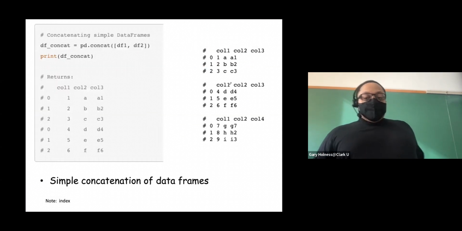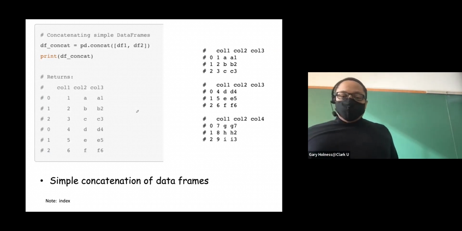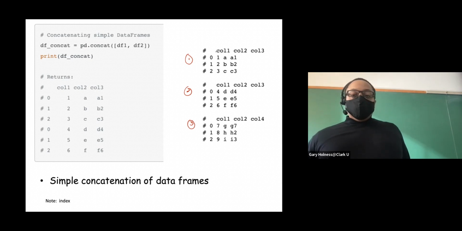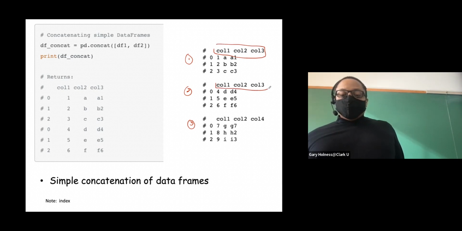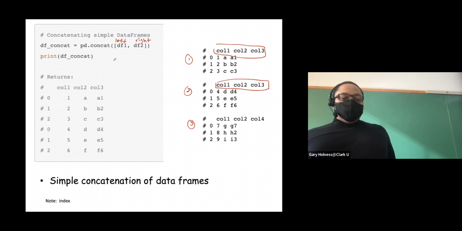Now we're going to do a simple concatenation. We have data frame 1, data frame 2, and data frame 3. The observation we had is that the column names for data frame 1 are the same, the same keys, as for data frame 2. When we do this concatenation, we give it a list of the objects that we're going to concatenate. In the case of 2 frames, the left data frame is the first position in the list, and the right data frame is the second position in the list.